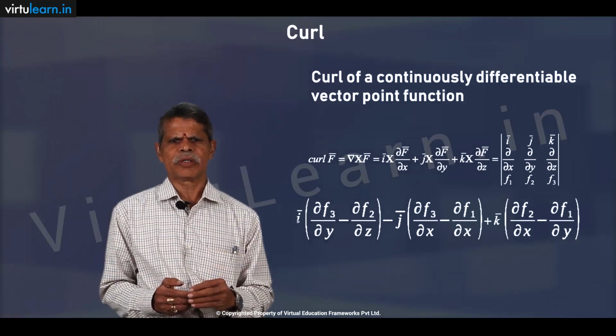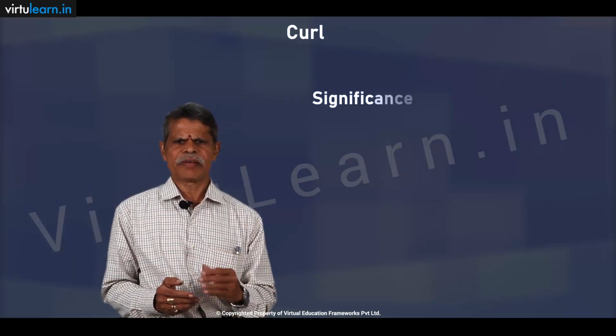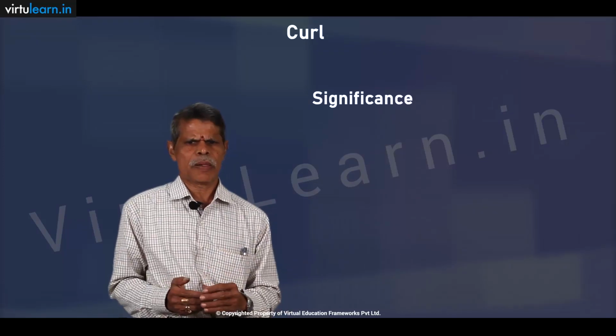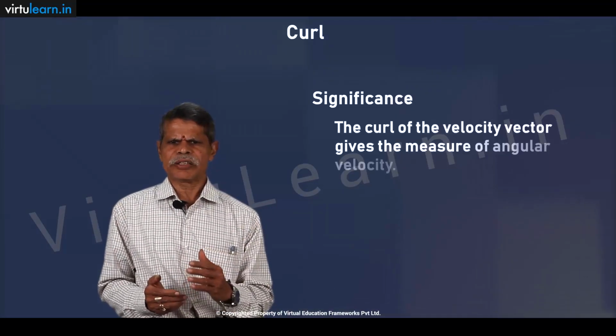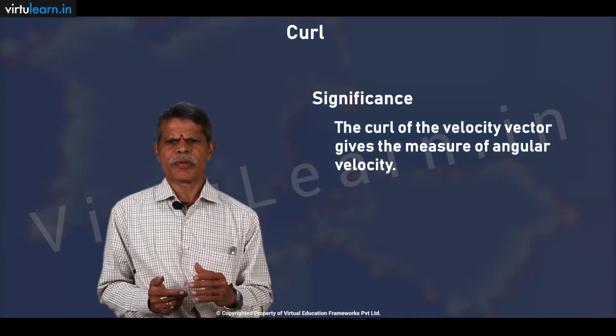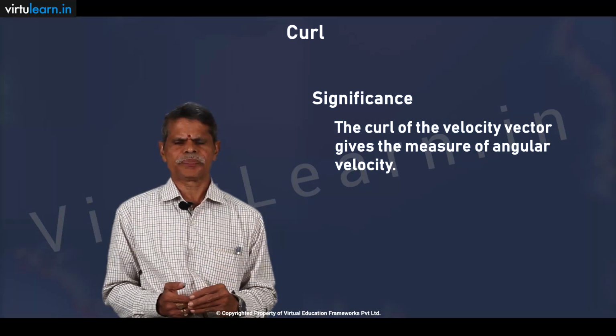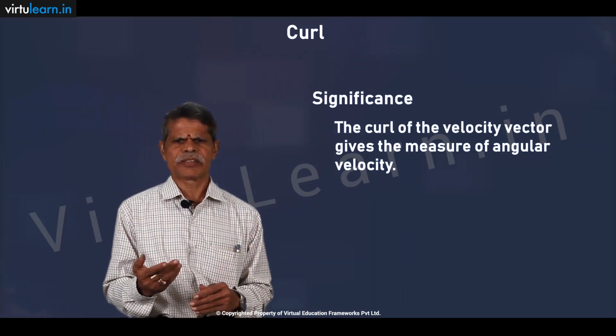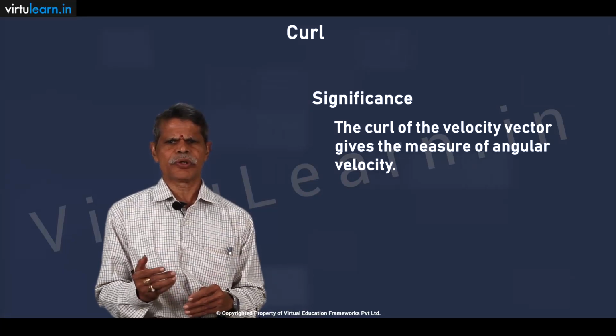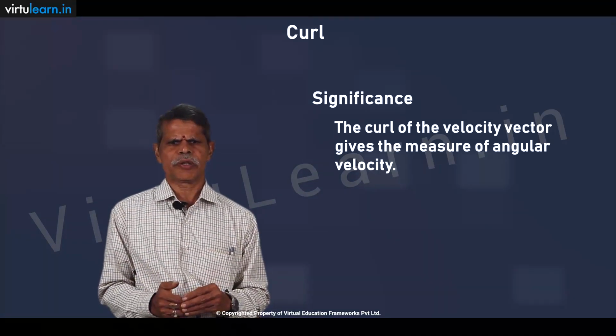Then let us go for the significance of the function curl. The curl of a velocity vector gives the measure of angular velocity. Suppose v bar is the velocity vector, then curl of it is going to give the angular velocity.